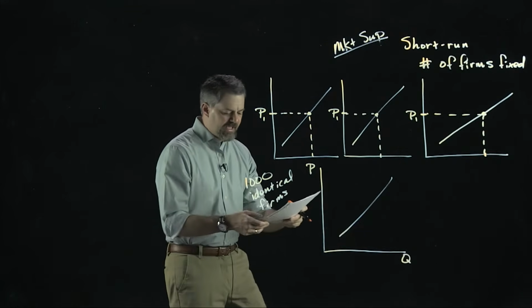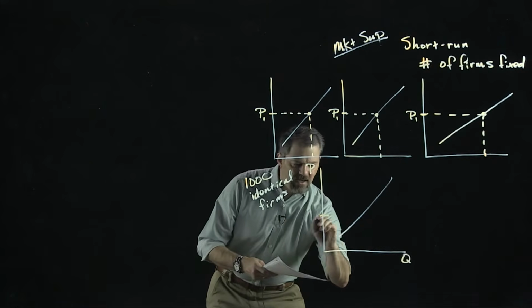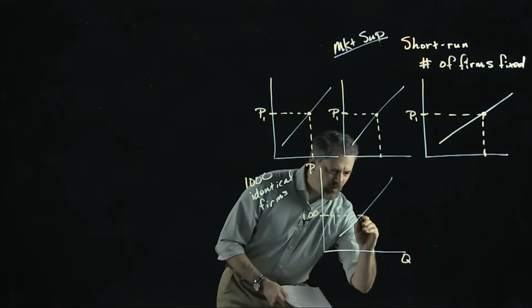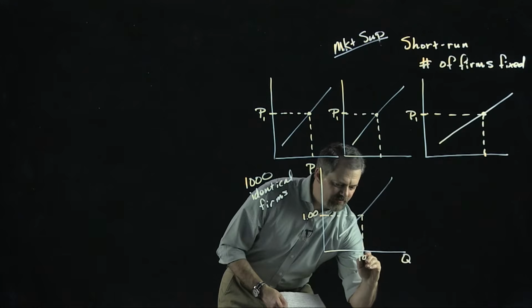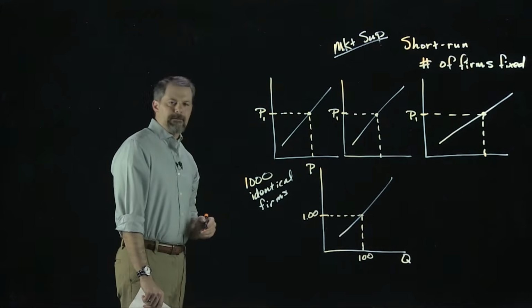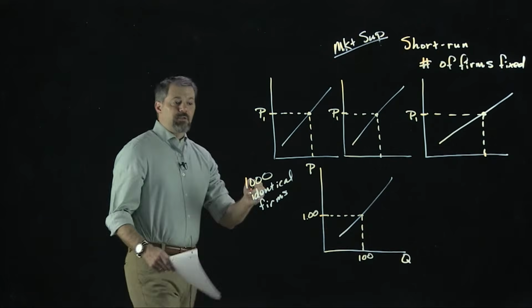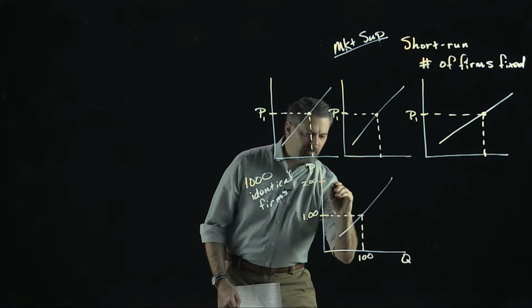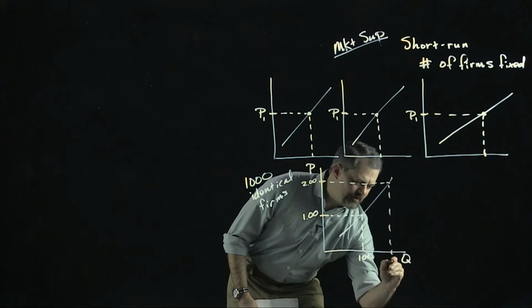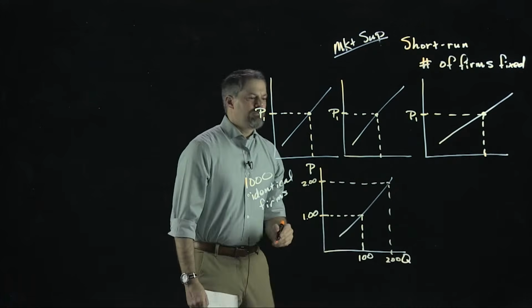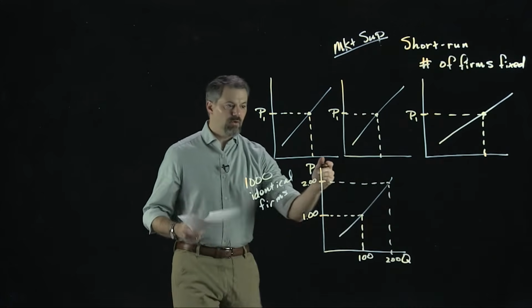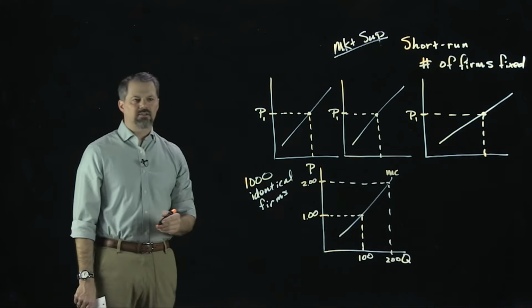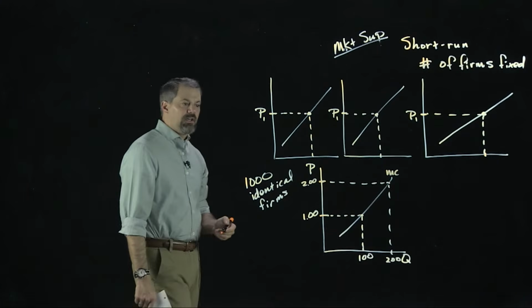Let's suppose that at a price of $1, this firm would want to supply a quantity of 100 units. If the price was $2, let's suppose the firm would want to supply a quantity of 200 units. And let's label this marginal cost, because we know that the firm's marginal cost curve is its supply curve.